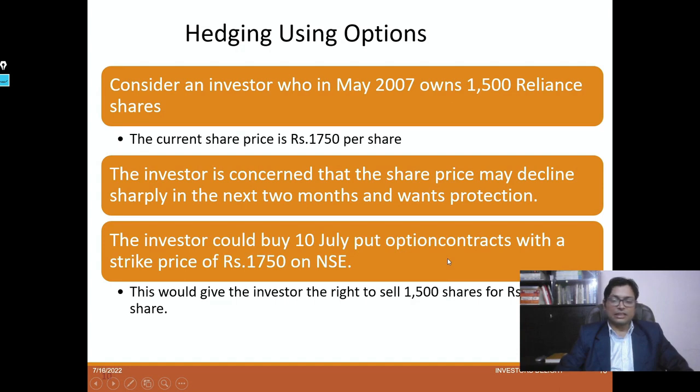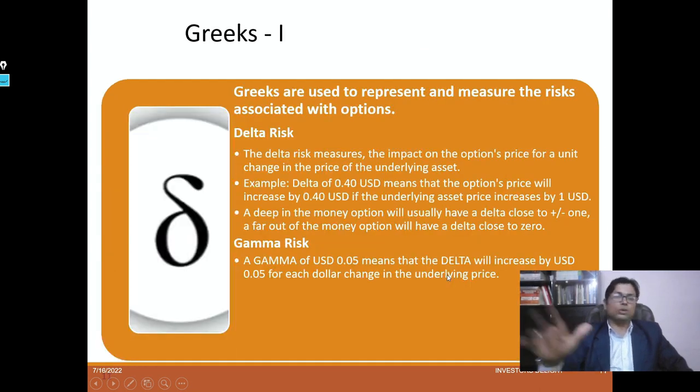This hedging is in terms of Reliance shares. It can be done in terms of crops, in terms of metals, in terms of gold, anything. So coming to the Greeks, we are going to see what the Greeks are. We have delta, we have gamma. So delta, what is delta? Let us see all the Greeks in brief here.